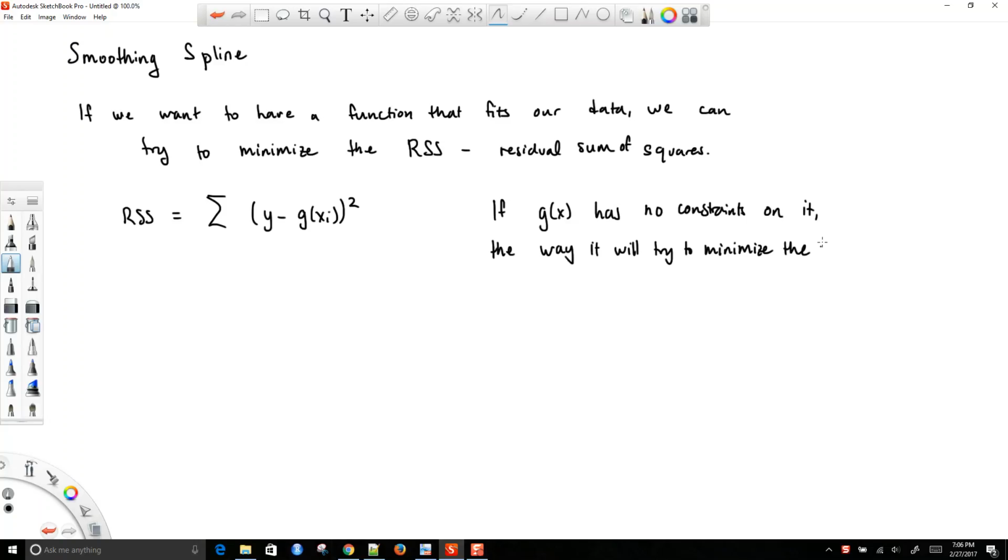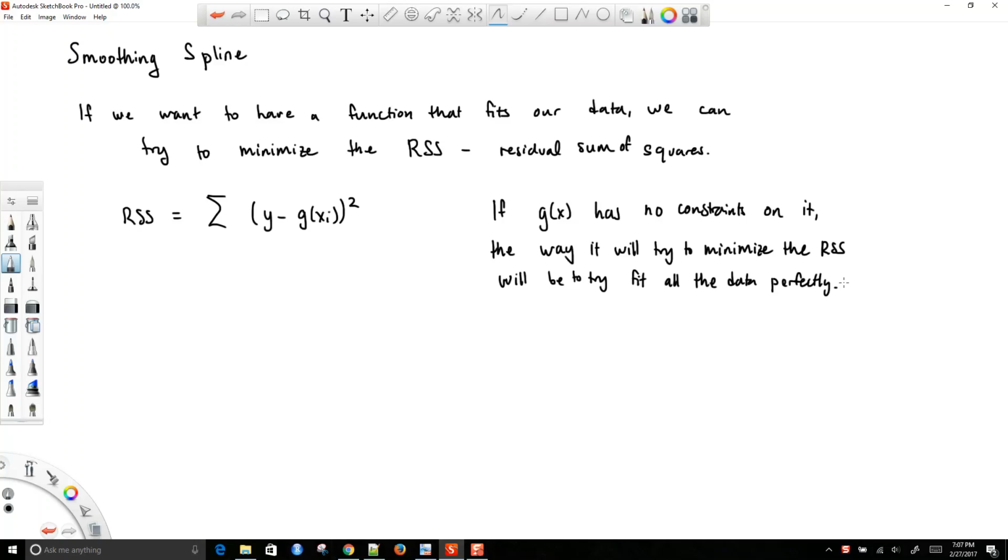Will be to try to fit all the data perfectly. Okay, and we know that that's not going to be a good solution either. So what do we do? We introduce kind of like a penalty for being not smooth. Okay, so we say, if you're gonna play it that way, we're gonna put in a penalty if you're not going to be smooth.